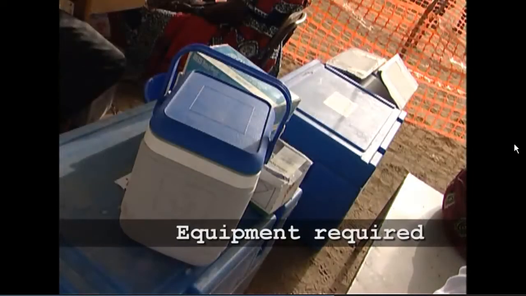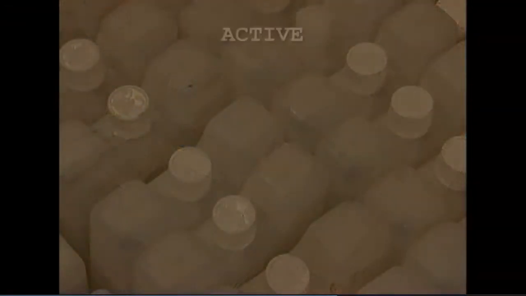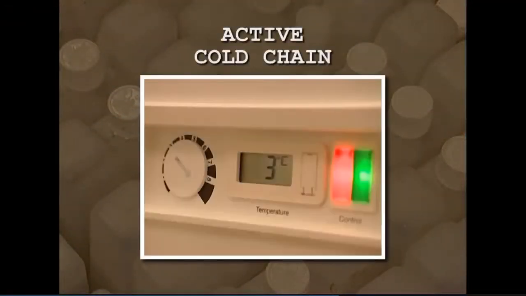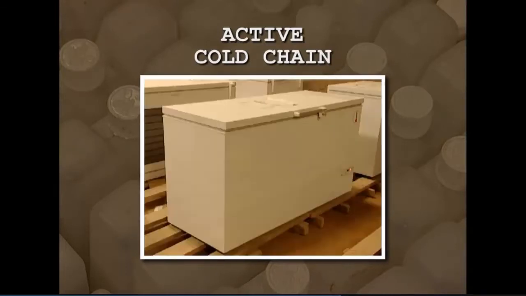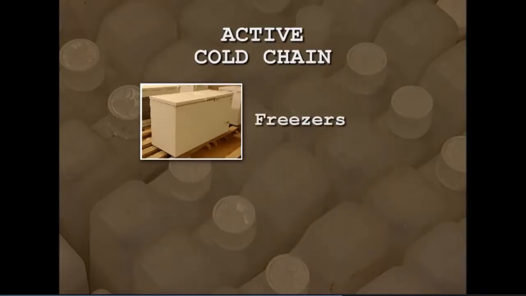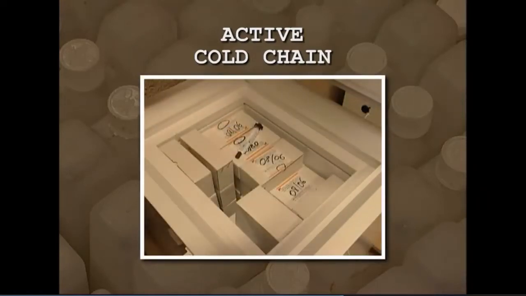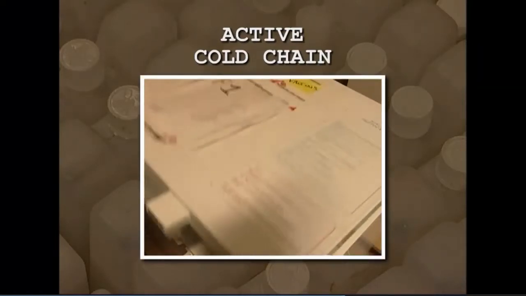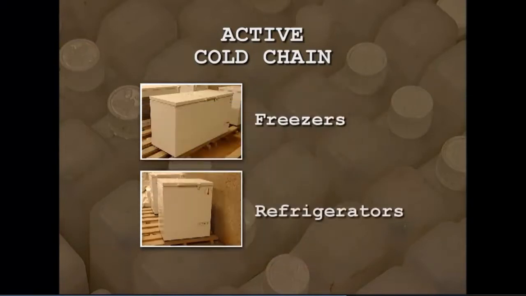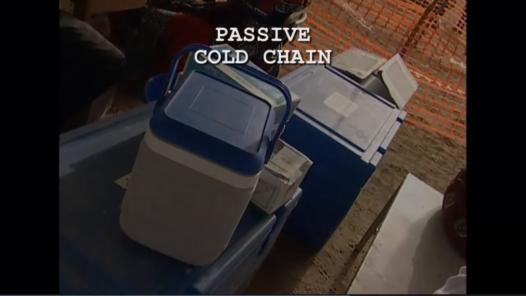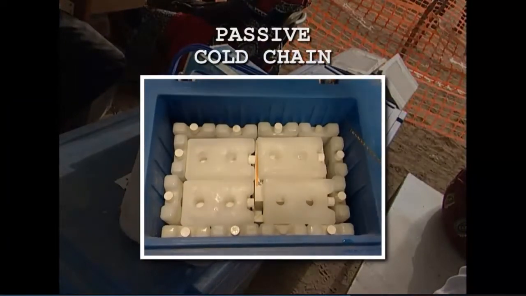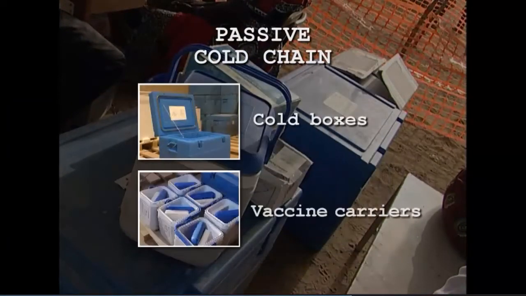Cold chain equipment is made up of 2 components: active cold chain components, that is, components that produce cold, for example, freezers that produce ice and freeze ice packs, and refrigerators for vaccine storage. Make sure that sufficient storage volume is available. And passive cold chain components, that is, components that retain cold, such as ice packs, cold boxes, and vaccine carriers for the vaccination teams.